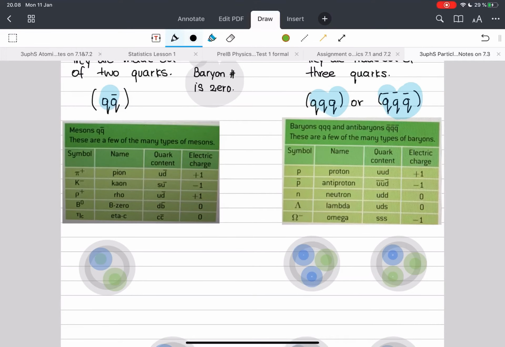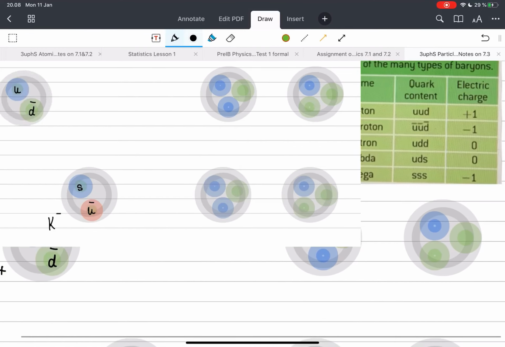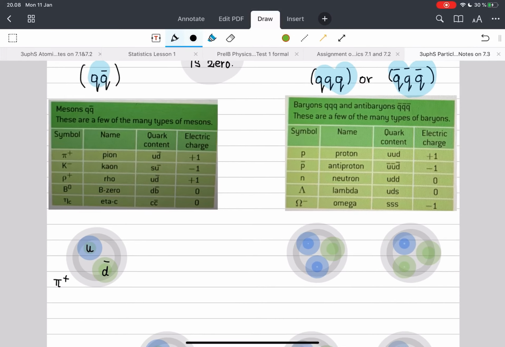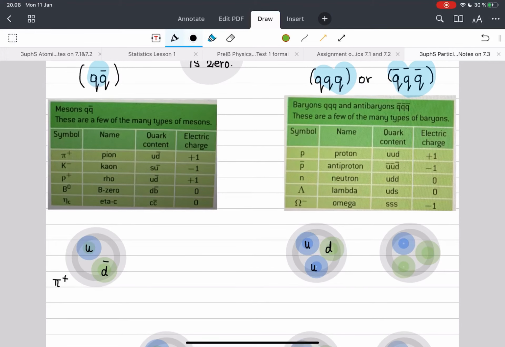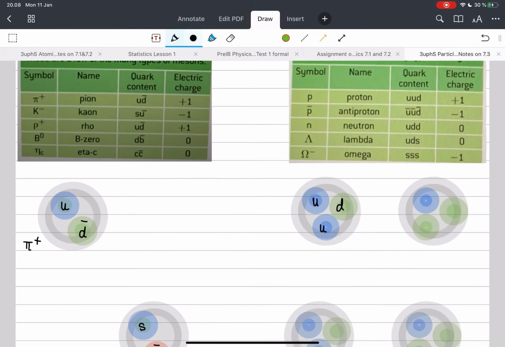I will write here the positive pion. So a positive pion is a particle made out of U, the up, and the anti-down quark. Or if we look into the kaon, K minus, it's made out of the strange quark and the anti-up quark. And the proton is made out of 3 because protons are baryons. So it's made out of UUD. And a neutron, you can see here, is made out of UDD.